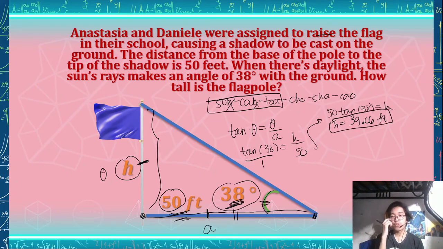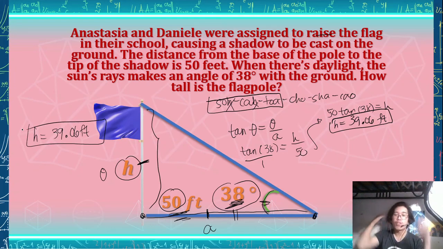It's kind of like four stories tall. If one story or one floor is 10 feet, then this flagpole is around 4 stories tall, which is one of the common standards for flagpoles here in the Philippines. So for this problem, the height of the flagpole is equal to 39.06 feet, and we solved this problem by using indirect measurement and the trigonometric ratios. That's how we solved it.